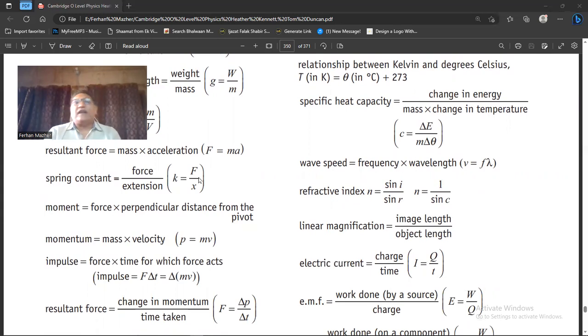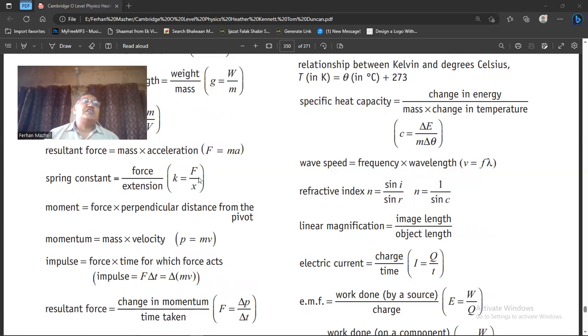Refractive index is represented with N, and it equals sine I by sine R. Another formula for the refractive index is N equals 1 by sine C. Here, I means the angle of incidence, R means the angle of refraction, and C means the critical angle.